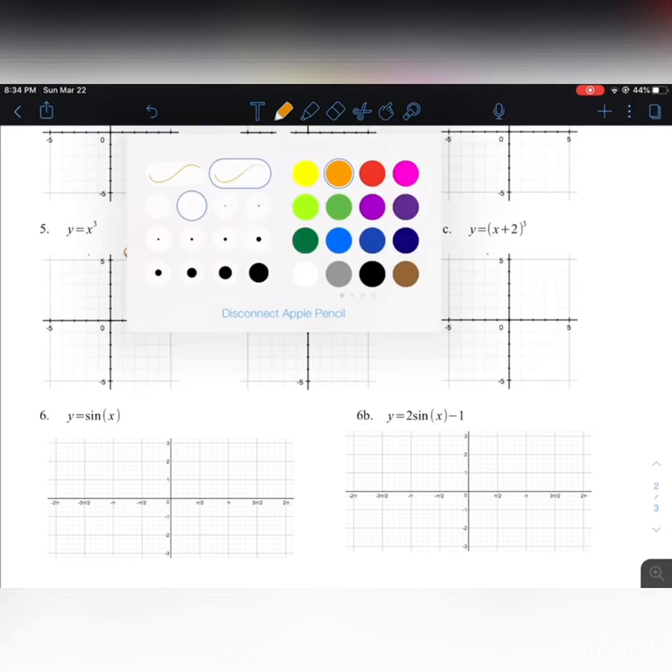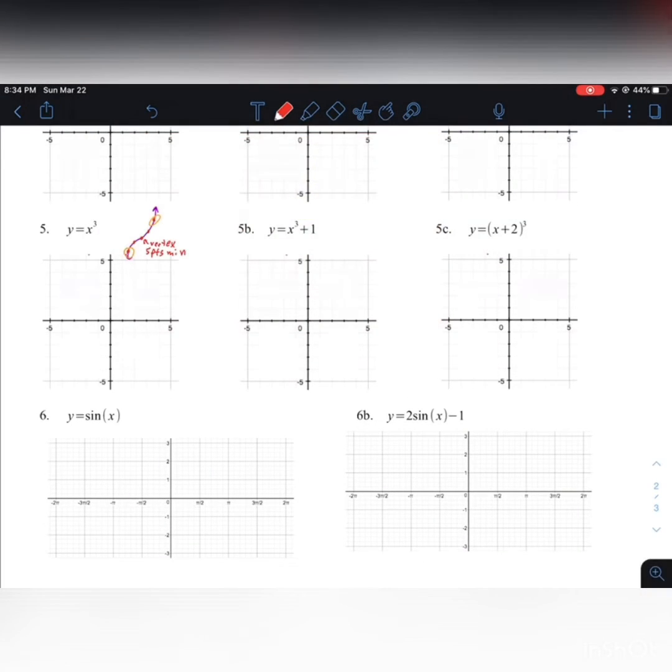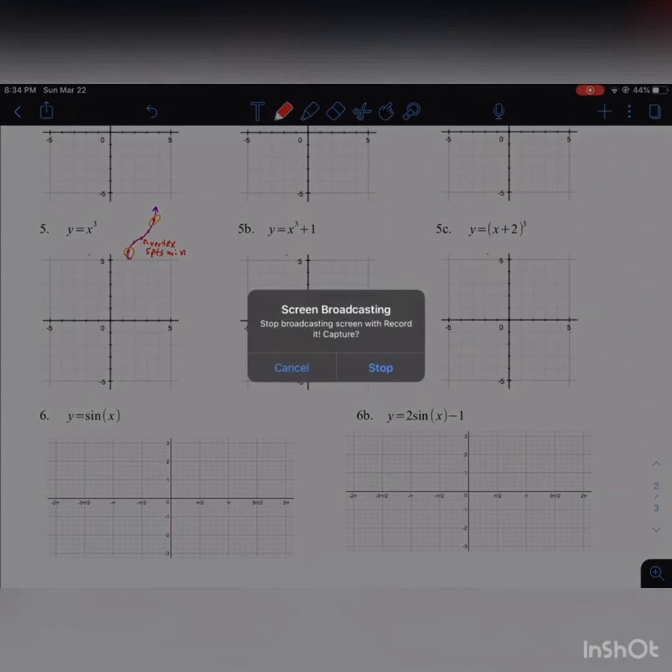Oh, sine and cosine curves. We'll have to talk about those also.